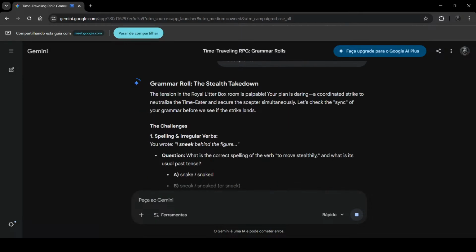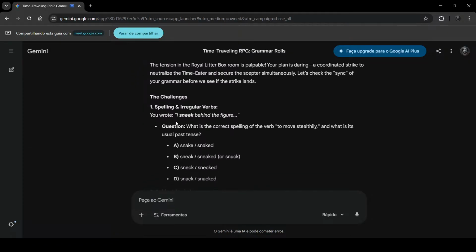So, the tension in the royal litter box room is palpable. Your plan is daring, a coordinated strike to neutralize the Time Eater and secure the scepter simultaneously. Let's check the sync of your grammar before we see if the strike lands. Okay, the challenge. Spelling and irregular verbs.